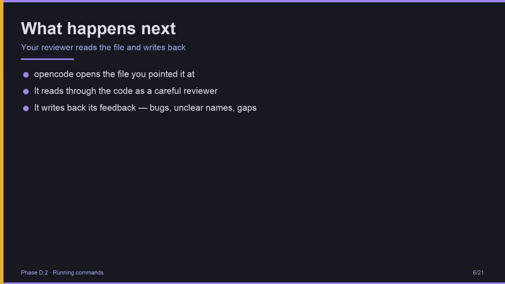What happens next is genuinely useful to understand. OpenCode executes the command, which means it opens the file you pointed it at, reads through the code, and thinks about it the way your careful reviewer would. Then it writes back its feedback, the bugs it noticed, the names that seem unclear, anything important that seems missing. All of that happens because you asked it to run.